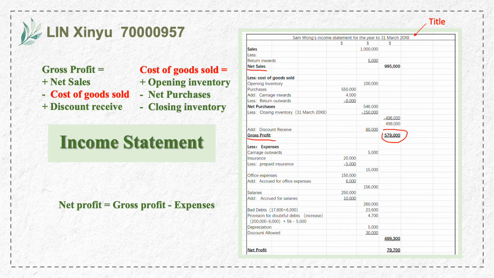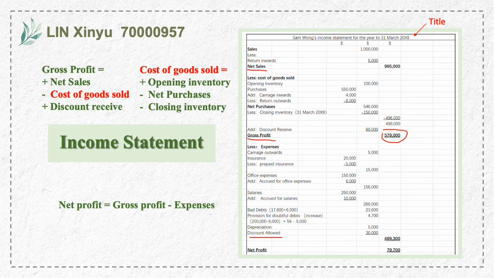Bad debts, we should use the 70,600 plus $6,000. And provision for doubtful debts, compared with last year's, this year is increased $4,700. And the depreciation is $5,000, which we calculated on the last page. And don't forget the discount allowed. So we can get the answer.